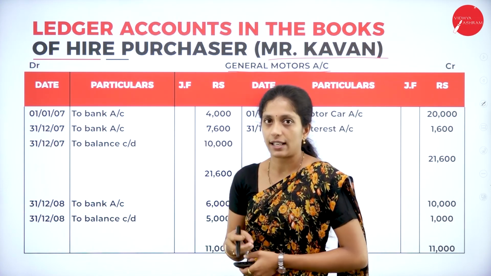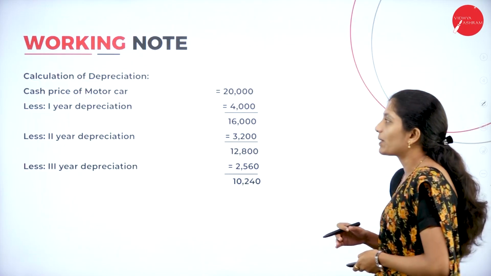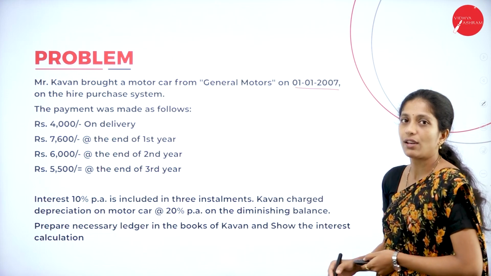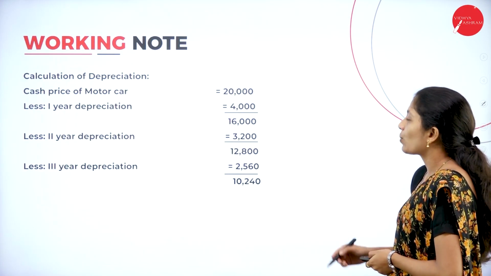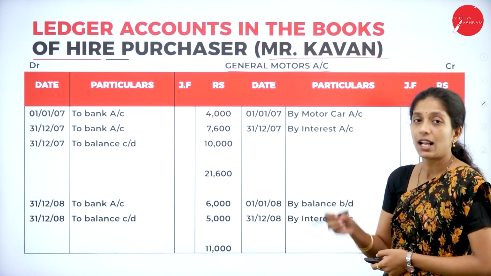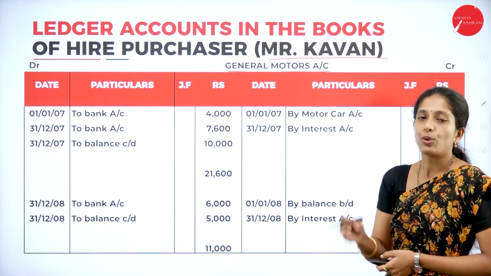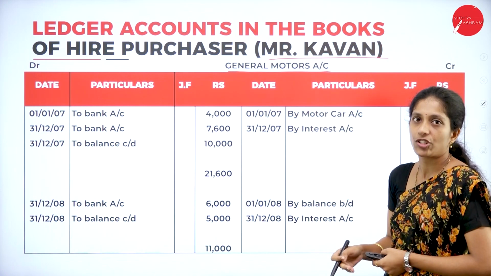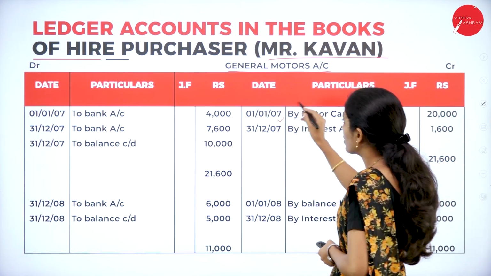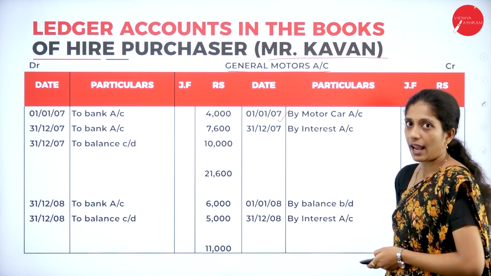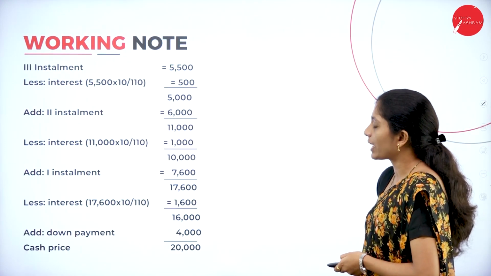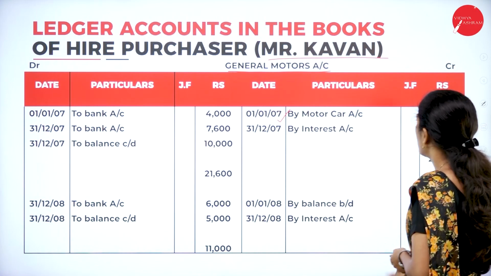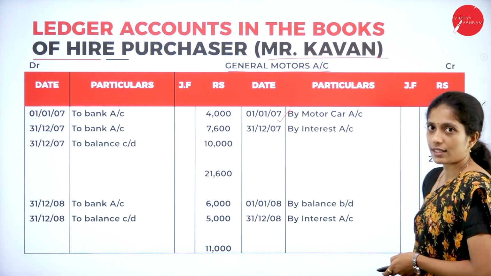purchase of asset. So what is the entry? When did we purchase the asset? The asset is purchased on 1/1/2007. So what is the entry for purchasing the asset? That is asset account debit to hire seller account. Here the asset is the motor car and the hire seller is General Motors. So 1/1/2007, by motor car account. Now what is the cash price of the motor car? We have already calculated that, it is 20,000. So write this amount, 20,000.